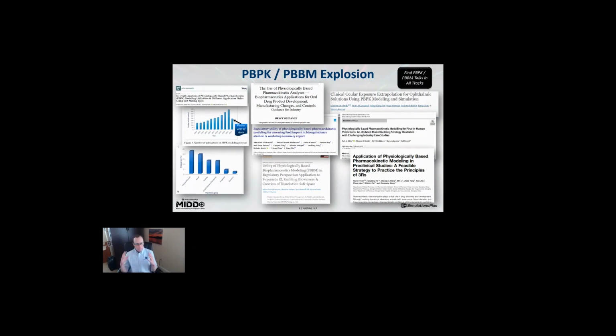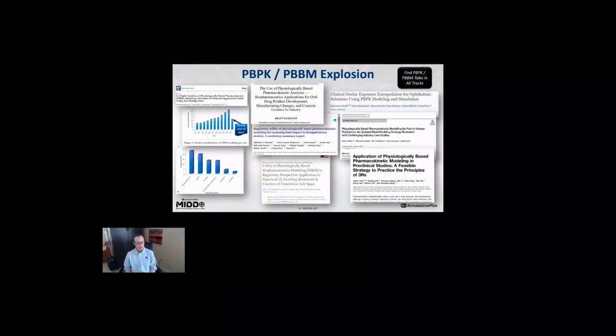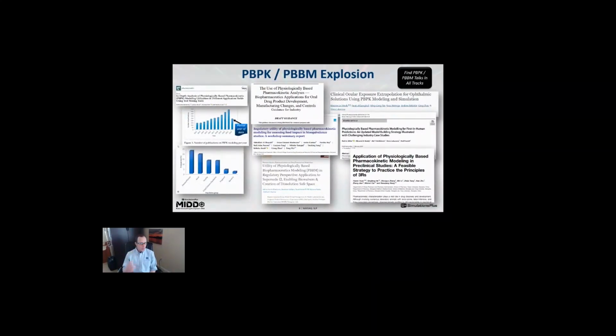And lucky for all of you, you can find the PBPK as well as PBBM talks in all of the tracks throughout the conference. So it's going to be an exciting 2 days in this area. You can jump from area to area, and you'll find these talks throughout all of the sessions, including the compound development sessions that Arlene mentioned. That's more focused on chemicals on day 2. So lots of stuff there.